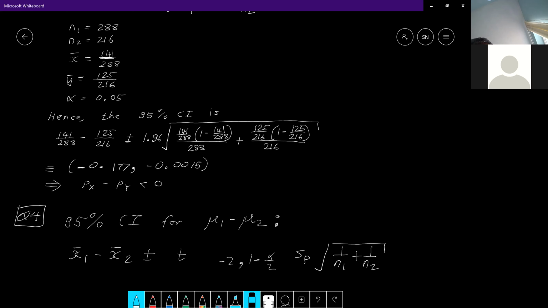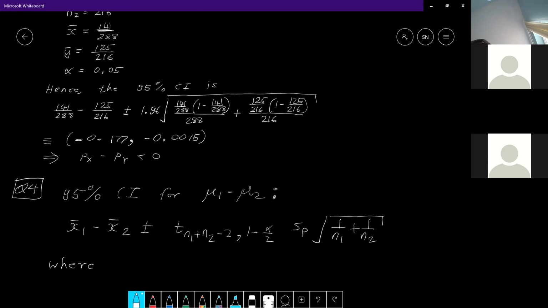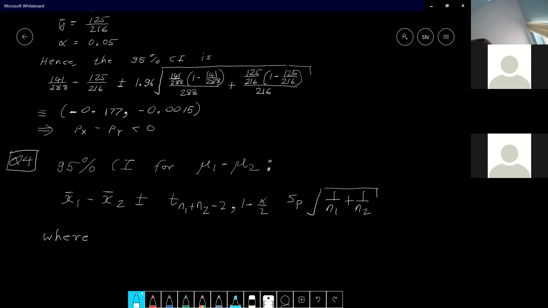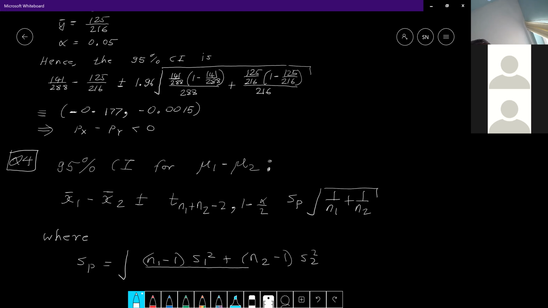So this is n1 plus n2. Okay, so this is the formula for the confidence interval for the difference in two population means, where Sp is the sample pooled standard deviation, given by the square root of (n1 minus 1) S1 squared plus (n2 minus 1) S2 squared, divided by n1 plus n2 minus 2.